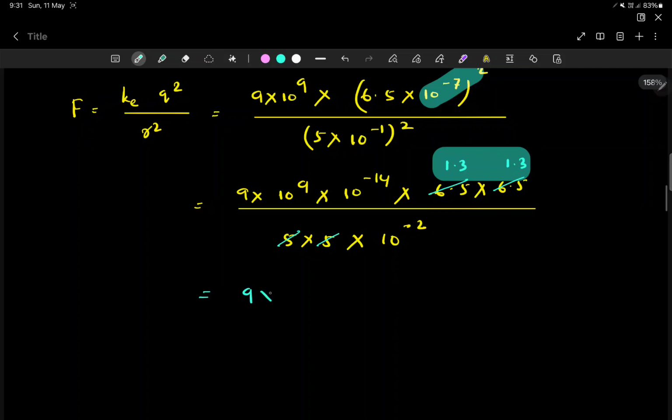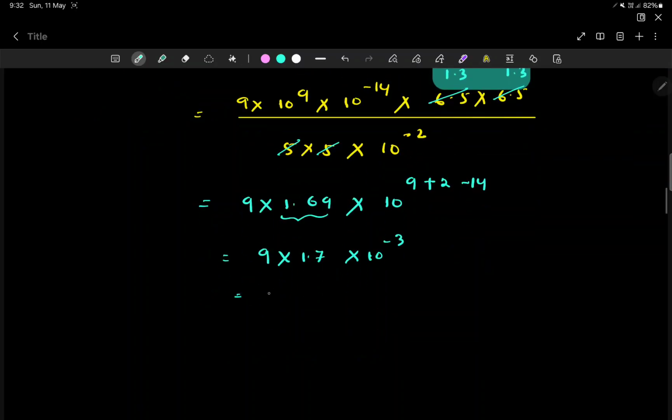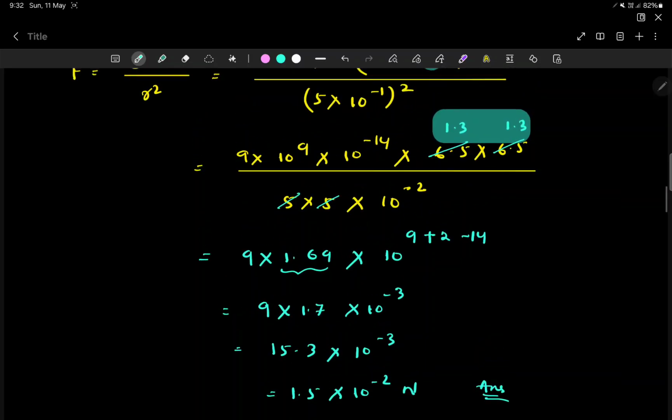So the final answer will be 9 into 1.69 into 10 to the power 9, then minus 2 from above, plus 2 minus 14. Yes, so 9 into 1.69, take it as nearly 1.7. So 9 into 1.7 into 10 to the power 9 plus 2, 11 minus 14, that is minus 3. Okay, then this is equal to 15.3 into 10 to the power minus 3, that is 1.5 into 10 to the power minus 2 Newton. This is the answer.